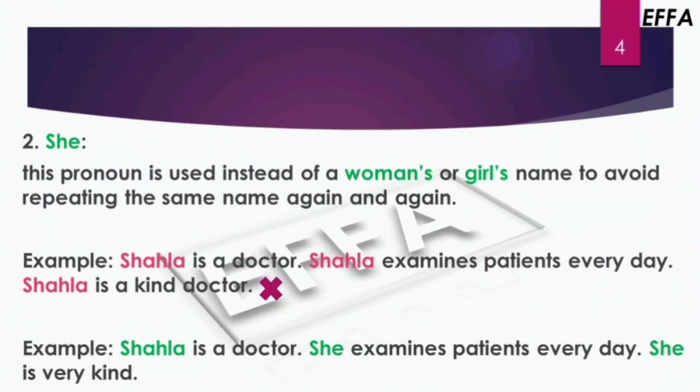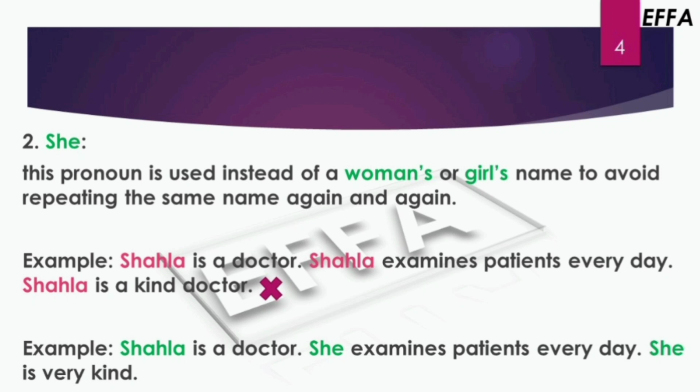Now let's move on to the next subject pronoun, which is she. Dear friends, this pronoun is used instead of a woman's or girl's name to avoid repeating the same name again and again. For example, Shala is a doctor. Shala examines patients every day. Shala is a kind doctor.